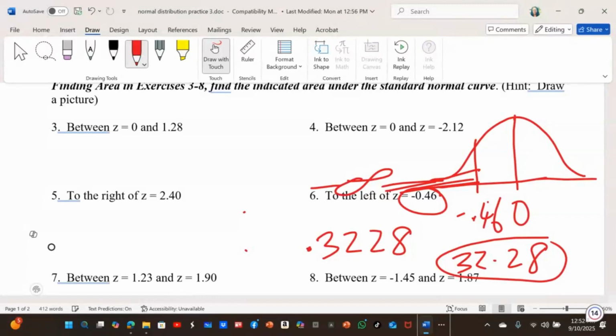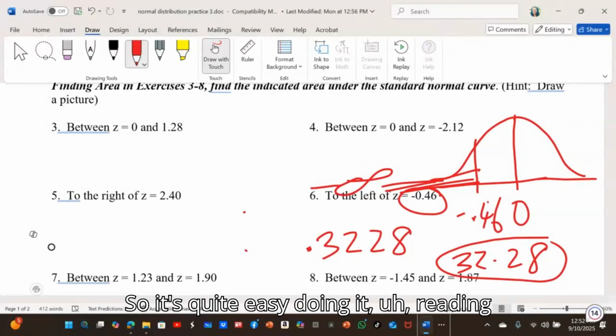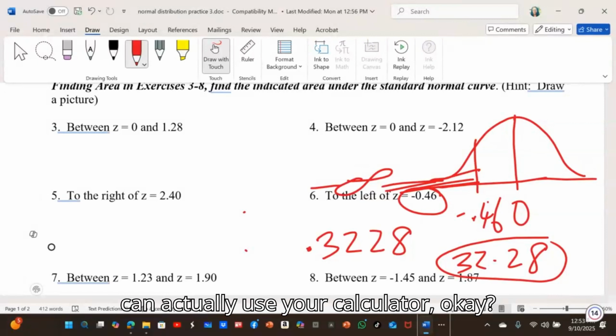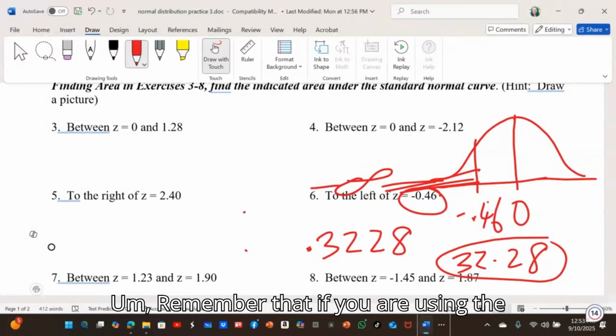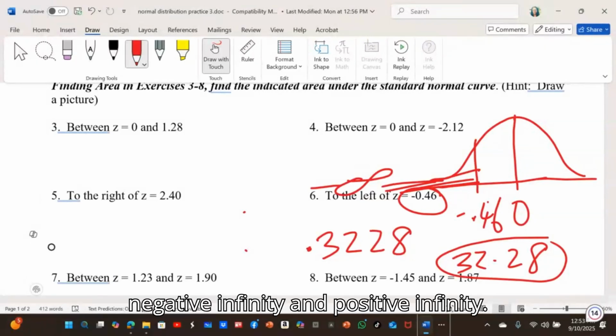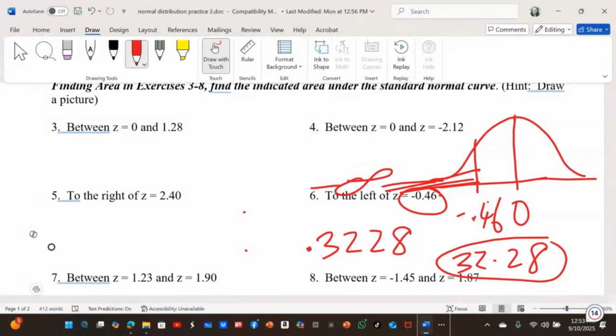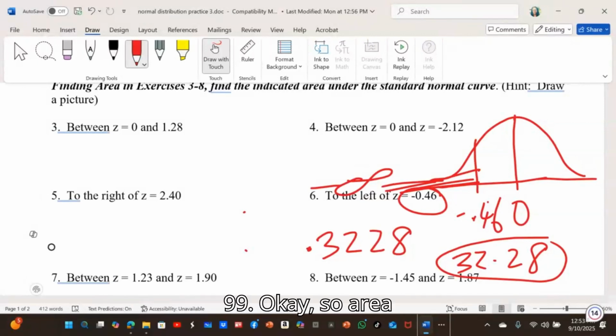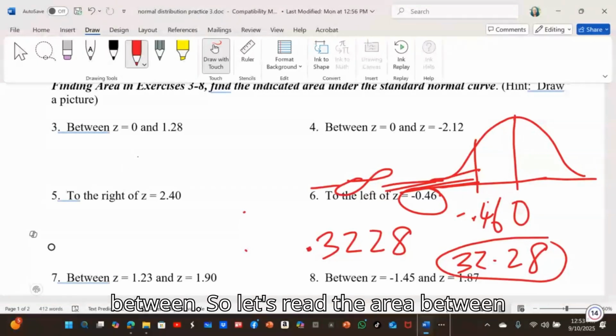So it's quite easy doing it by reading the chart. You can read the chart, or you can actually use your calculator. Remember that if you are using the calculator, the calculator does not know about negative infinity and positive infinity. So you must use negative 1e to the power 99. Okay, so now let's read area between with the chart.